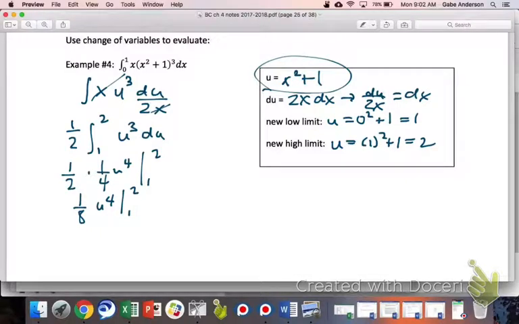Here's what a lot of people will do. They will say, so this is bad. Please don't write this down. What I'm about to write, don't write this down. They'll say, oh, I know what u is. It's x squared plus 1. I can see that plainly up there. Now I'll evaluate from 1 to 2. What is the problem with that?